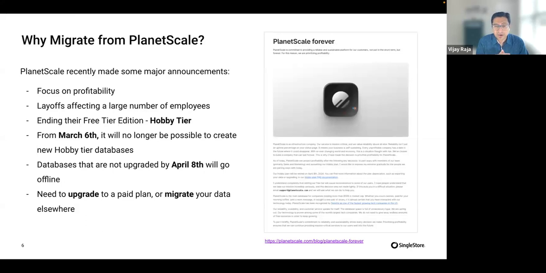More importantly, anyone using the hobby plan will need to either upgrade to a paid plan from PlanetScale or migrate your data elsewhere by April 8th. So it's a very short window. What they said was that databases that were not upgraded by April 8th will go offline. And so anyone that is currently using a hobby plan or considering PlanetScale has a decision to make relatively quickly.